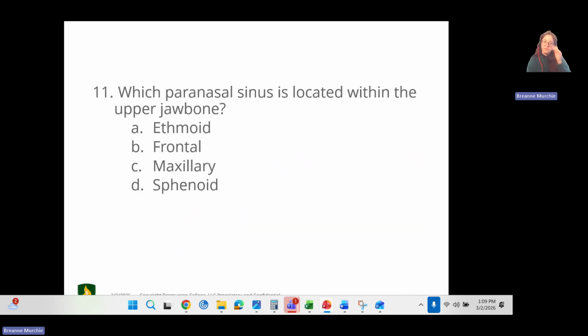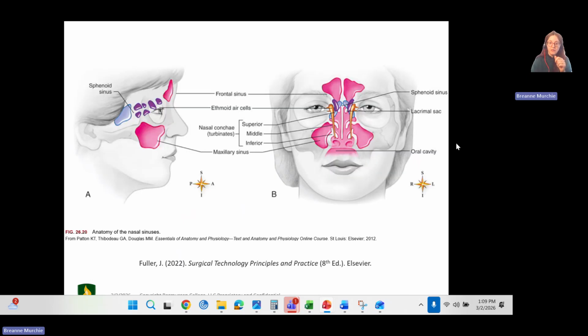Number 11, which paranasal sinus is located within the upper jawbone? That's the maxillary sinus. And you can see here, it almost looks like a Rorschach ink blot test. You can see the maxillary sinuses in the maxillary bone, the upper jaw.